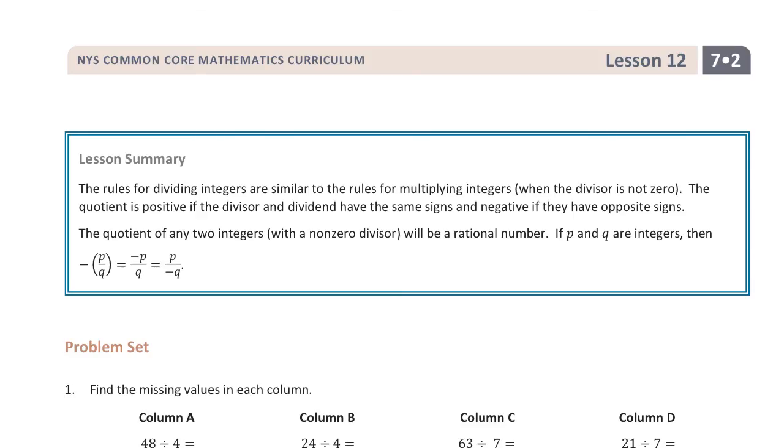For our lesson summary for today, the rules for dividing integers are similar to the rules for multiplying integers when the divisor is not 0. The quotient is positive if the divisor and the dividend have the same signs, and negative if they have opposite signs. The quotient of any two integers with a non-zero divisor will be a rational number. If p and q are integers, then negative p over q equals negative p over q equals p over negative q.